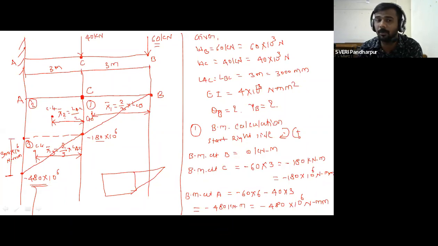So for that purpose, from this particular point I have drawn one dotted line, and due to this dotted line the odd shape section is divided into two sections, where one section I get as a rectangle and the other as a triangle. Now I have the property of the rectangle and the property of the triangle. Now my requirement is to calculate the slope and deflection at point B.